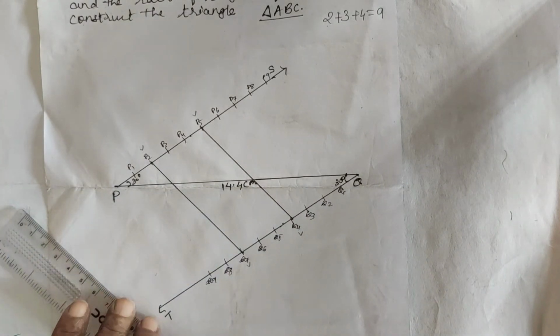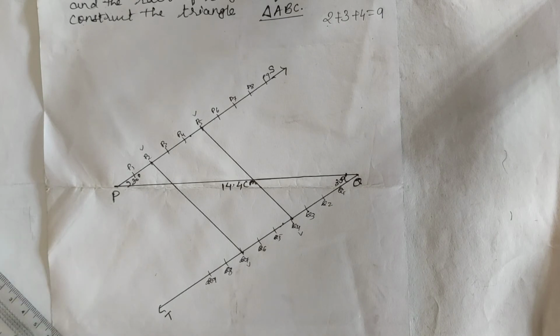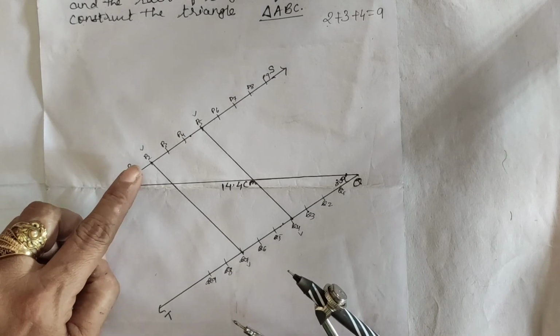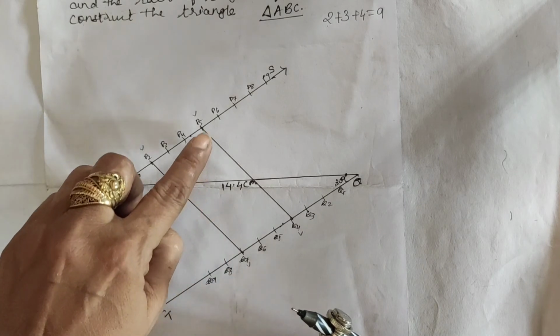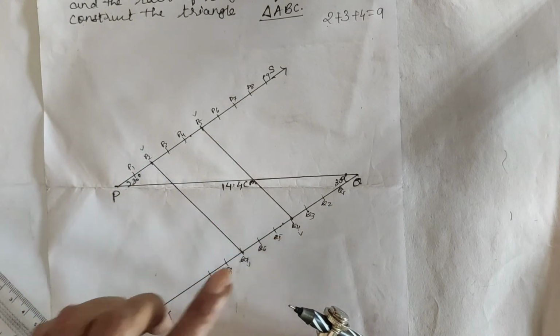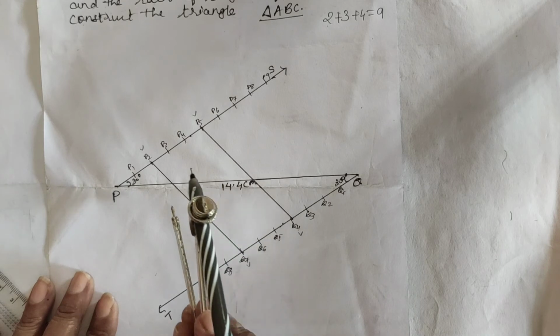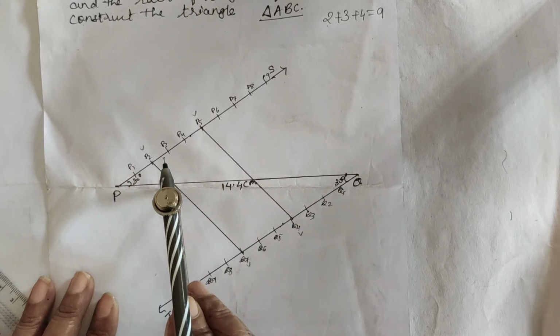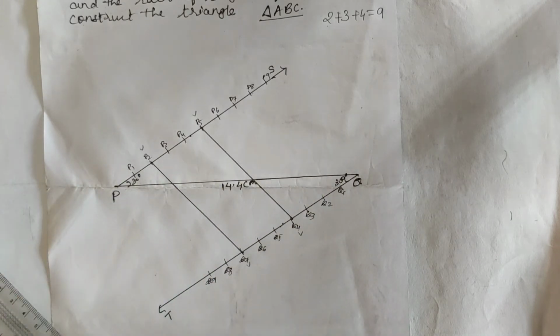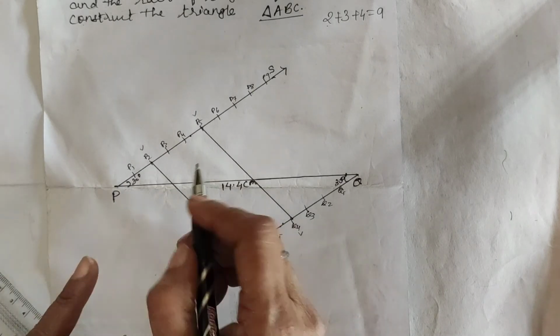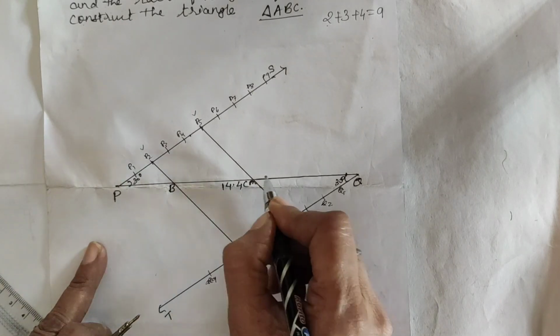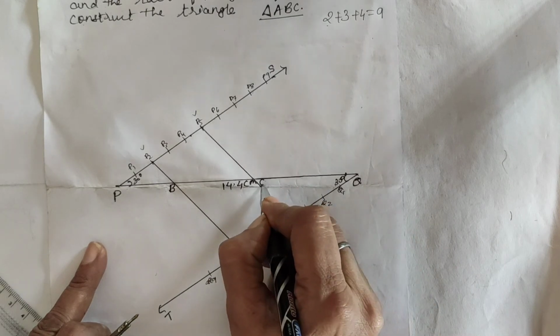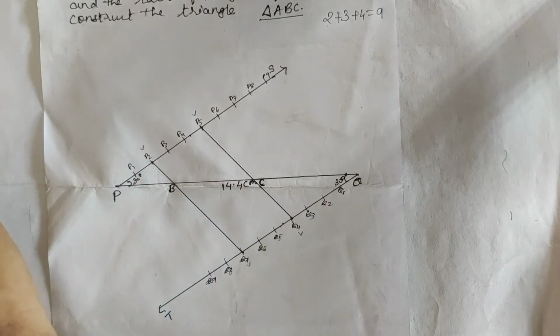Now see what you have to do next. So we have joined P2 to Q7, and P5 and Q4, intersecting segment PQ. Here it is intersecting segment PQ in the points B and C respectively. Now what is the next step?